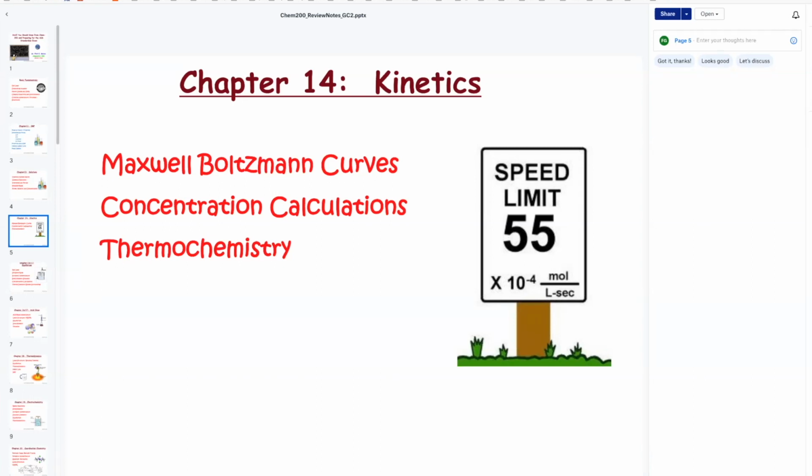Again, you need to know about concentration calculations, and you need to know a little bit about thermochemistry, not thermodynamics, but thermochemistry. Thermochemistry explains systems and surroundings, and whether a reaction releases energy, it's an exothermic reaction. When it absorbs, it's an endothermic reaction. Okay, so you need to understand that. That's what you're bringing in from Chem 200.